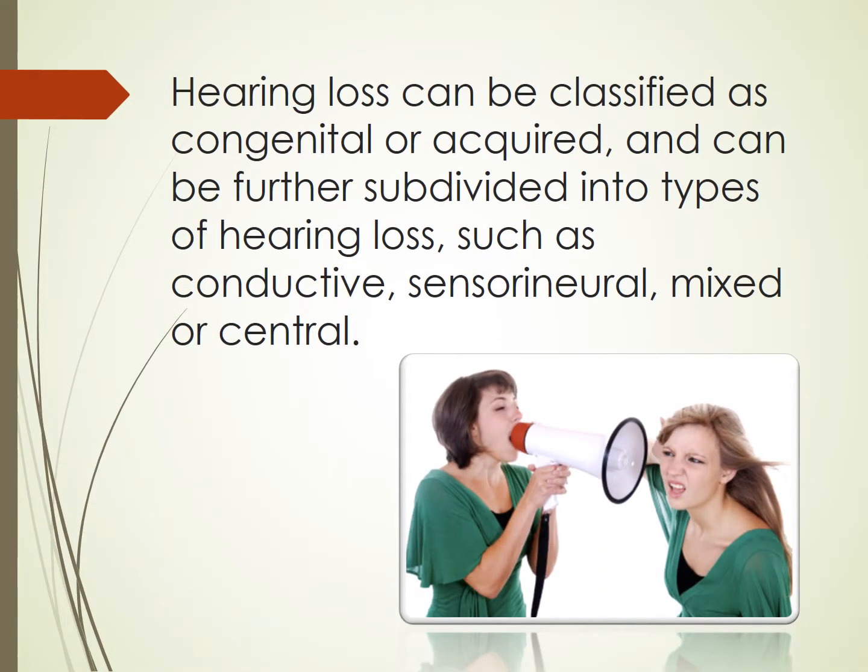Hearing loss does not discriminate. It can be observed in all ages, races, and sexes, as well as within all geographic locations and socioeconomic levels. Hearing loss can be classified as congenital or acquired and can be further subdivided into types of hearing loss such as conductive, sensorineural, mixed, or central. A common impairment, especially observed in the aging population, is hearing loss. The hearing loss itself can occur from problems in the outer ear, middle ear, or inner ear.